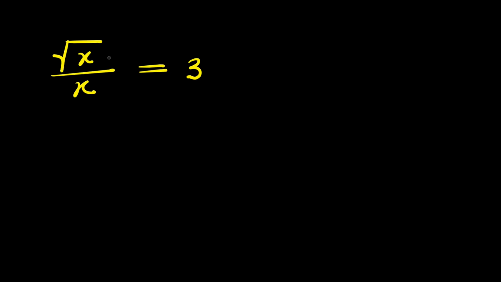Hello, how to solve this radical problem? This is square root of x divided by x equals 3. We are solving for all values of x that satisfy this equation. Now, let's start with this first method.